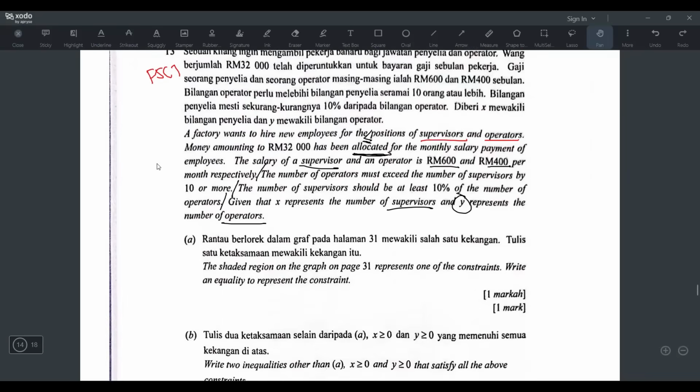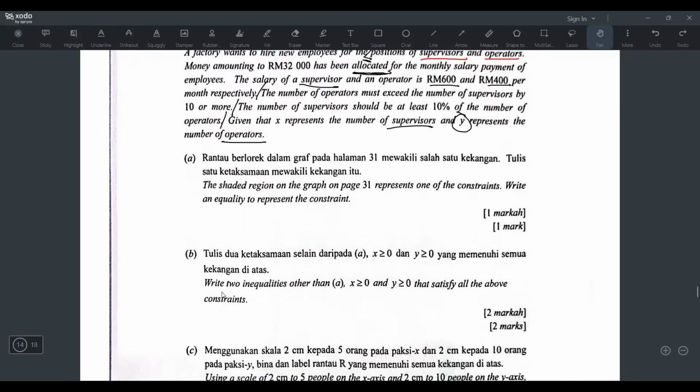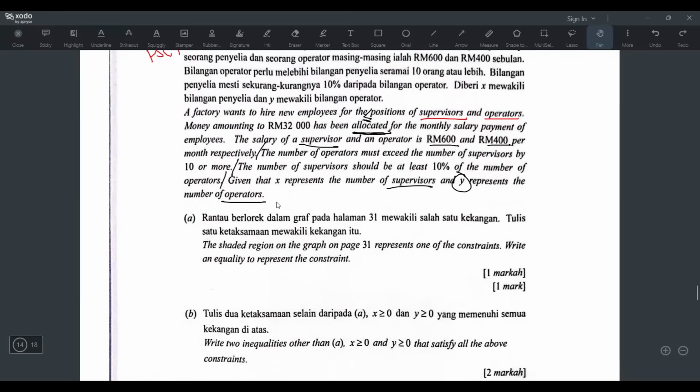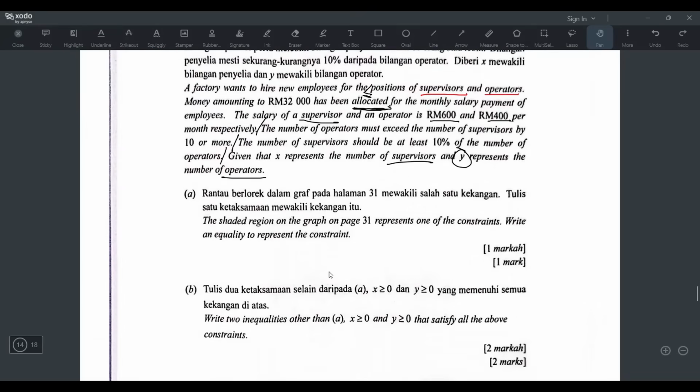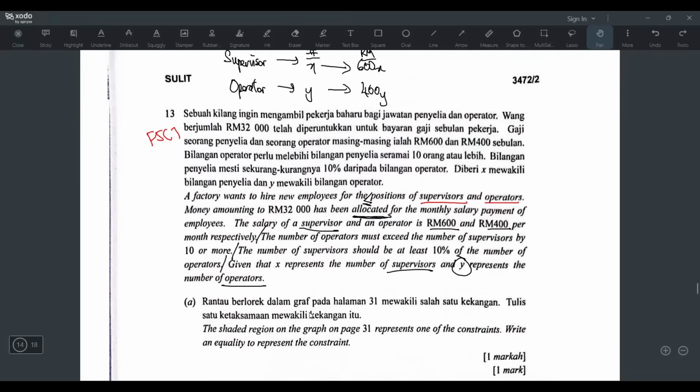But actually, if you read A, they never ask you to write the inequality, right? B is where they tell you to draw. Yeah, in B they say write two inequalities, right? But I don't care. I'll just do B first. This question actually never follows the format. If they followed the format, A would be write inequality, then B is draw graph, and then C is the side question, right? But here A says the shaded region represents one of the constraints, the inequality. It means they already drew one of the lines for you. But it's okay. I'll just do B first. So let's do B now.